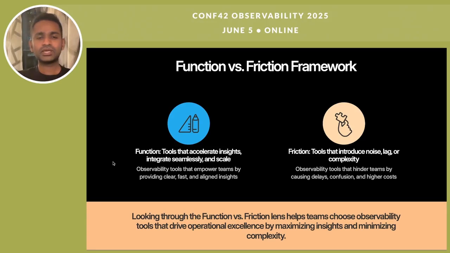So function is when the tools we pick accelerate insights and integrate seamlessly at scale. The tools empower teams by providing clear, fast, and aligned insights. On the other hand, friction is when a tool introduces noise, lag, and complexity. It often hinders team ability and causes delays and confusion and ultimately higher costs. So looking through the function versus friction lens will help teams choose observability tools that drive operational excellence by maximizing the insights and minimizing the complexity.